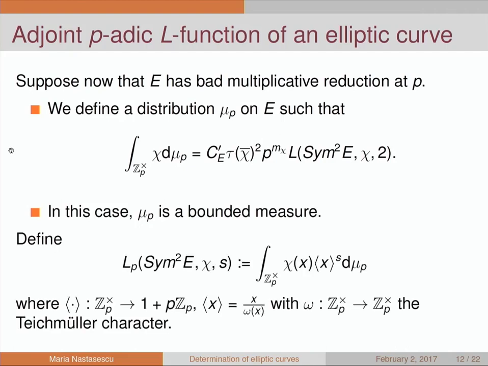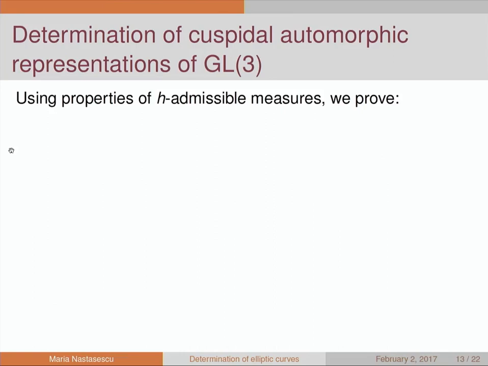And then once this distribution is defined, we define the adjoint p-adic L function to be the integral over Zp star of chi of x times diamond of x to the power s, where diamond of x is x over the Teichmuller character. Okay, so this is how the adjoint p-adic L function of an elliptic curve is defined.